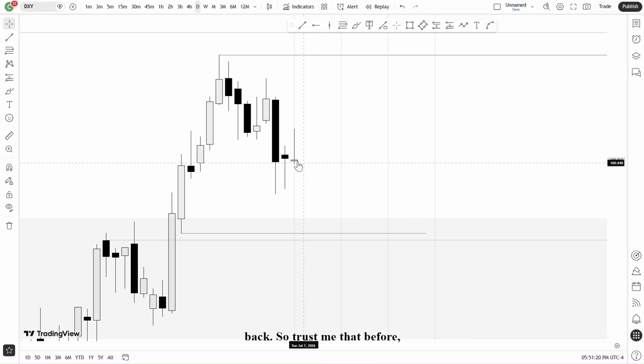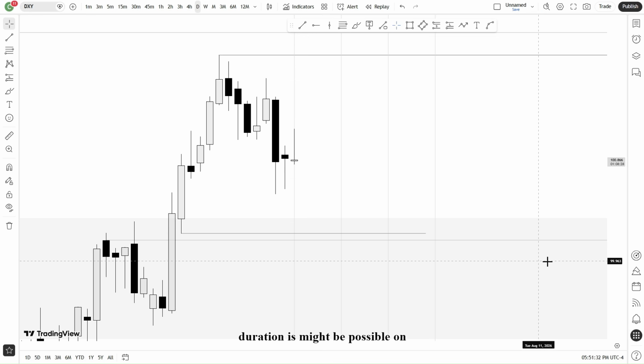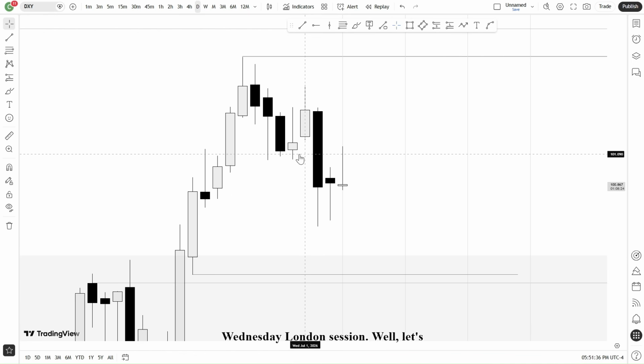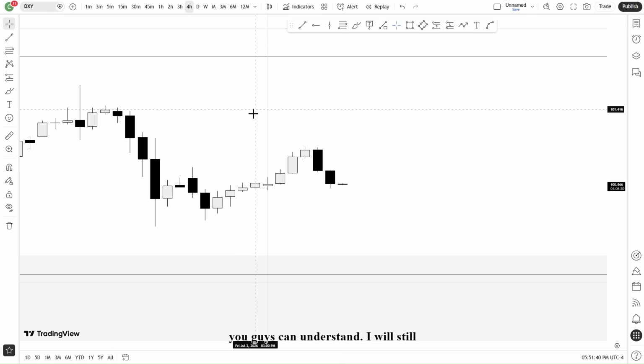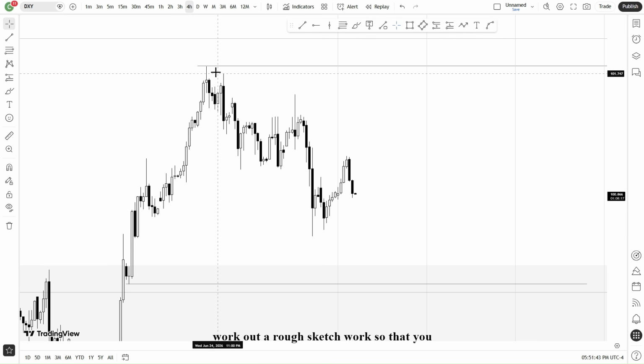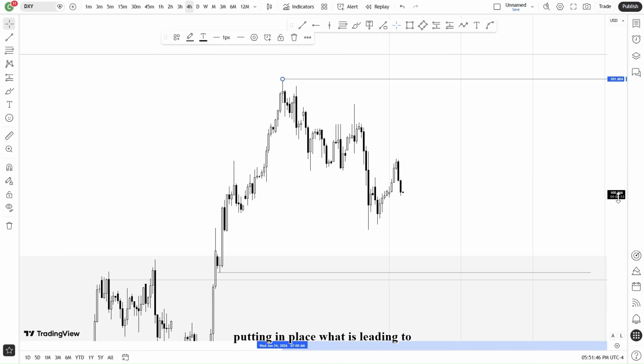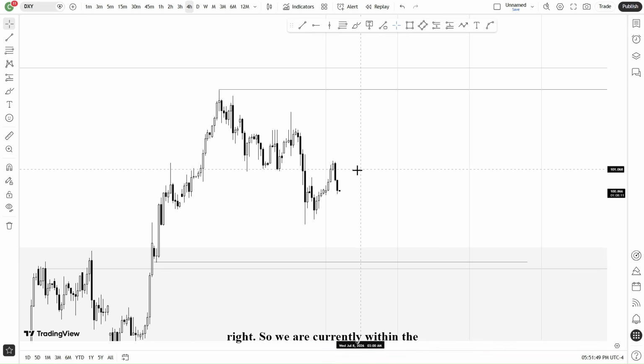So trust me, before maybe Wednesday, if Tuesday protracts higher, possibly Wednesday high of the week or Tuesday high of the week, depending. But calculating the distance and duration, it might be possible on Wednesday London session. Well, let's take a look at the 4 hour time frame so you guys can understand. I'll still mark out a rough sketch so that you guys understand all of these logics I'm putting in place, what is leading to what, right?